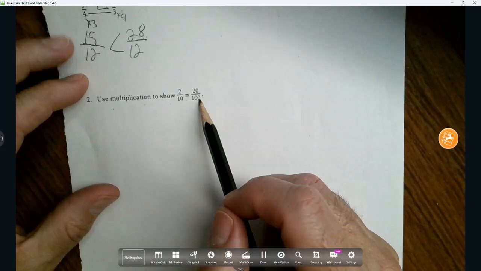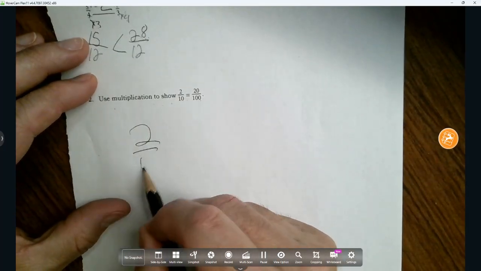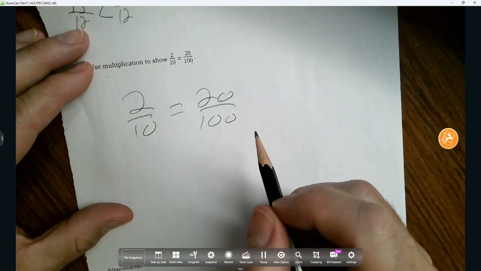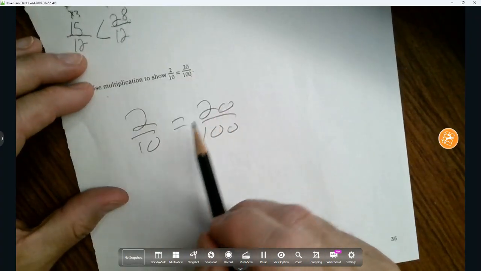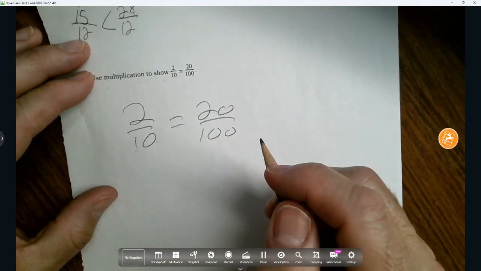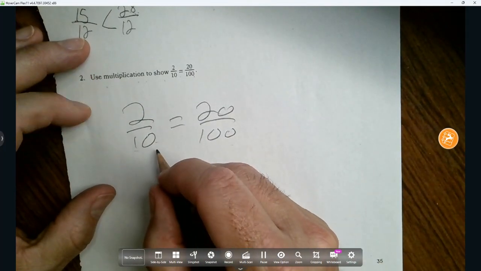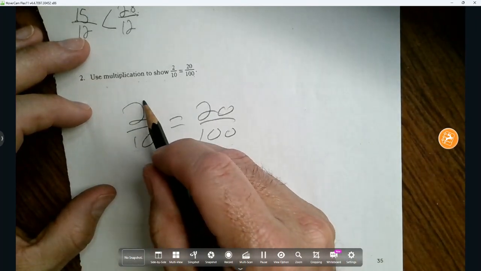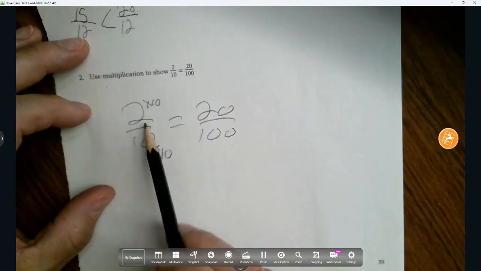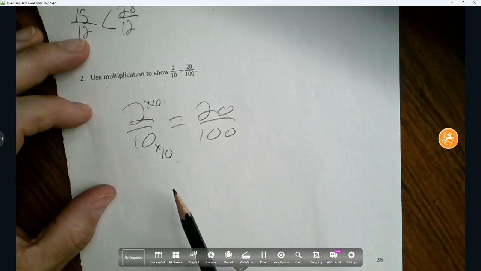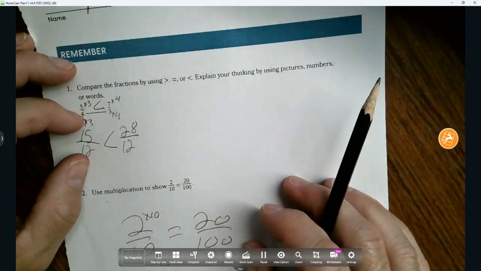20 hundredths. So 2 over 10, how does that equal 20 over 100? Well, kind of just like what we did up here, but we need just to change the 10 to 100. How do you get 10 to 100? 10 says multiplication times 10. So we'd have to do 2 times 10. 2 times 10, 20. 10 times 10, 100. That's it. That was it for this one.